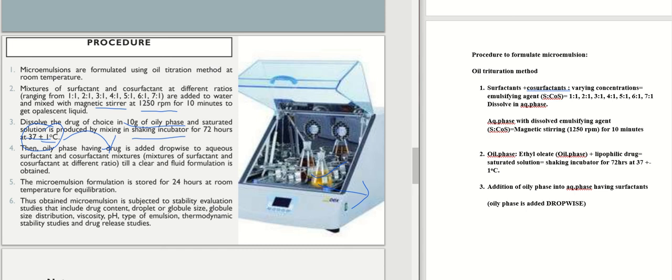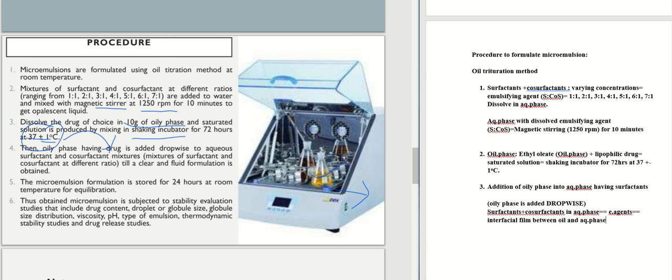Now we have taken this oily phase out. We are adding the oily phase into the aqueous phase, which has undergone magnetic stirring. Now when we are adding the oil phase to the aqueous phase, droplets are being formed, and at this stage the surfactants and co-surfactants present in the aqueous phase act as emulsifying agents, and they form an interfacial film between the oil phase and the aqueous phase.